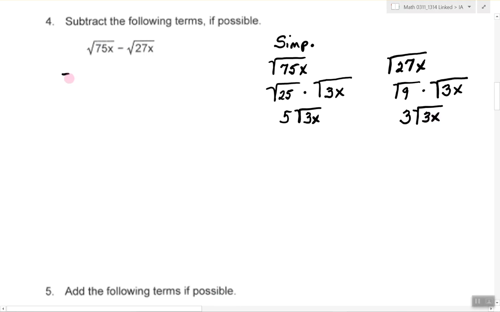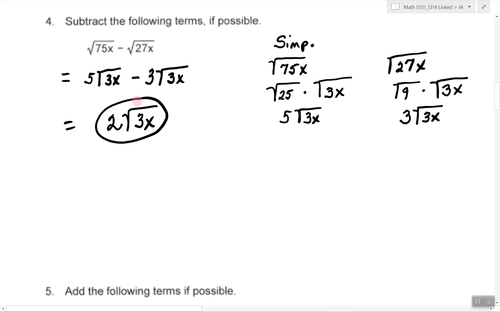So I can replace each of these, the first one with 5 times the square root of 3x minus 3 times the square root of 3x. Because the problem was rigged so we could do this, they are both square roots of 3x, and I have 5 minus 3, which gives me 2. That's my difference.